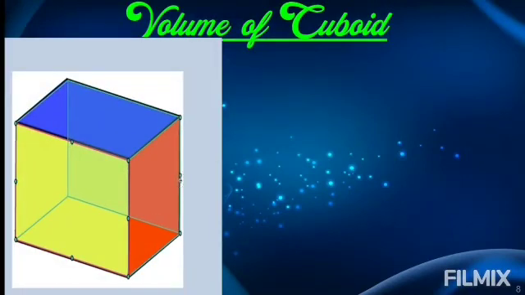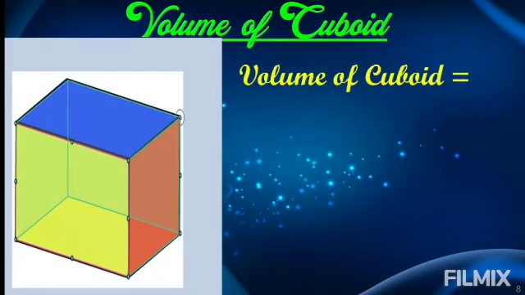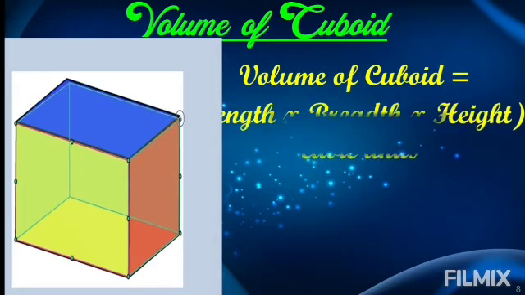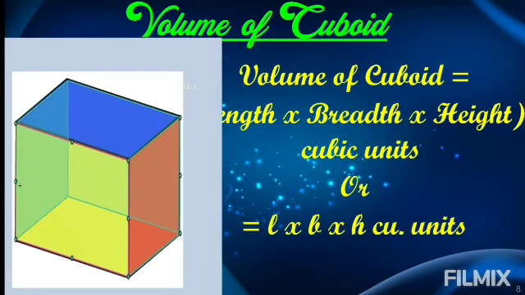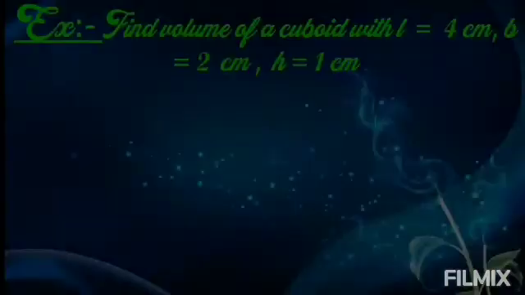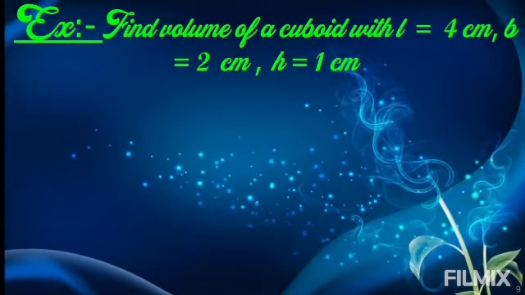Now let's understand the volume of a cuboid. Volume of a cuboid equals length into breadth into height cubic units, or we can say it is L into B into H cubic units. Now let's understand this with an example.